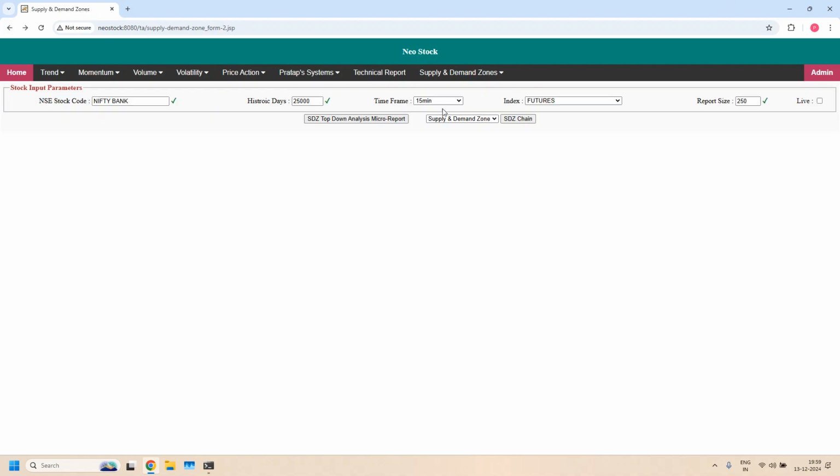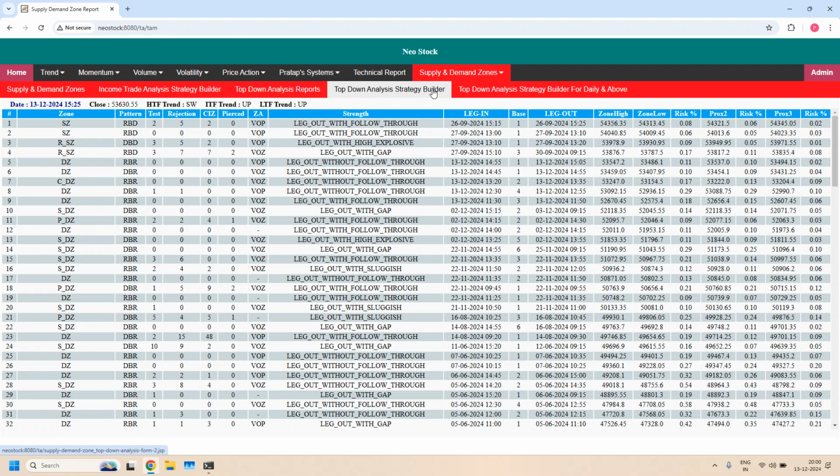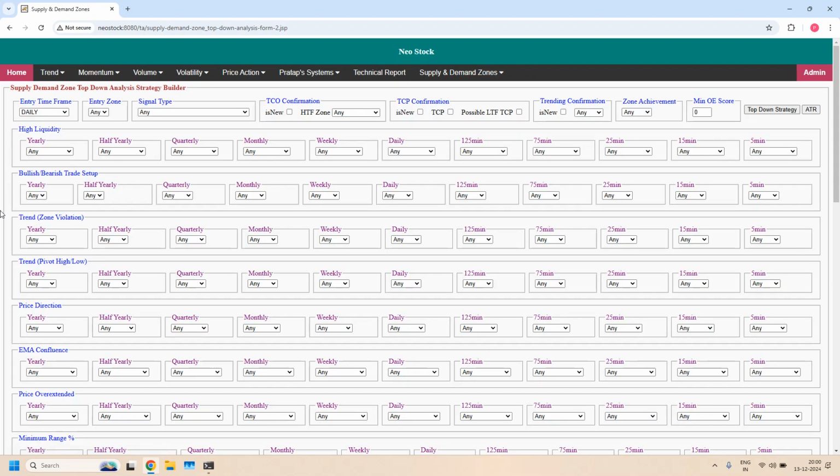Okay, next, 5 minutes supply demand zone chain for Bank Nifty. So this is about a Bank Nifty supply demand zone chain. So the next set of reports are about bullish and bearish trade setups for monthly, weekly and daily income trades. First, let's start with monthly income trade bullish trade setup.